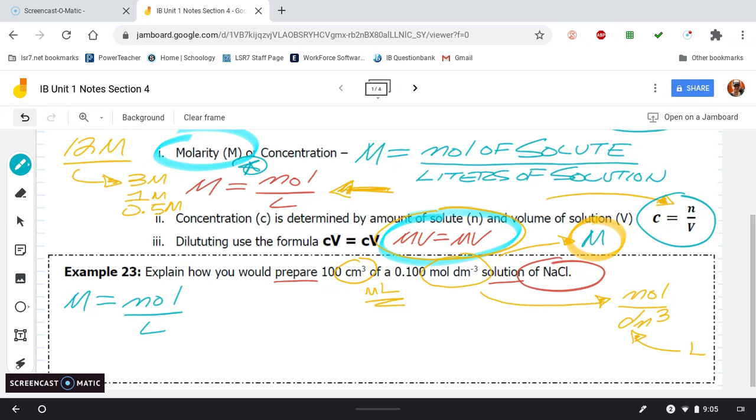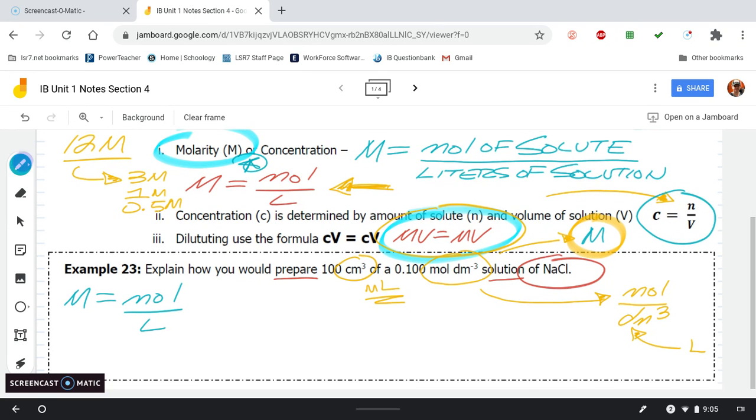Well, what do we have? We have molarity. We've got 0.100, and that's going to go for molarity because remember we said that that unit is molarity. And we have to find moles, so that's going to be on top. That's going to be our X. So let's go ahead and swap that out with an X. And on the bottom, we have 100 milliliters.